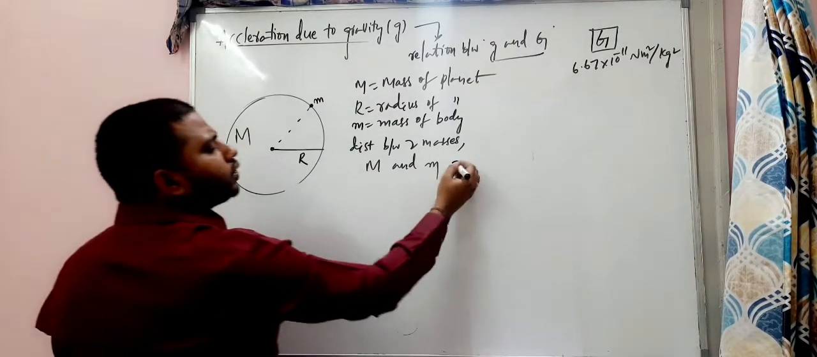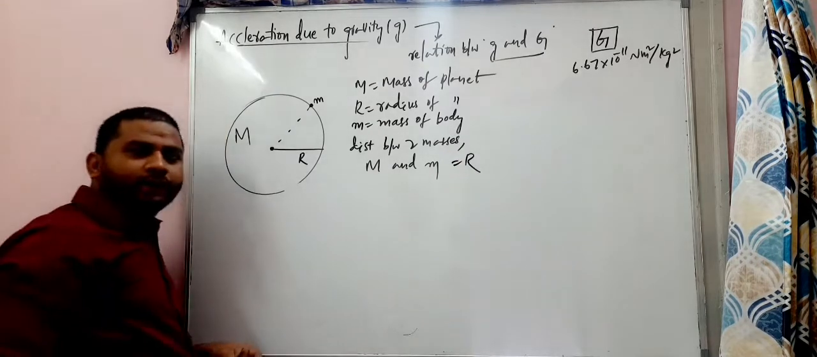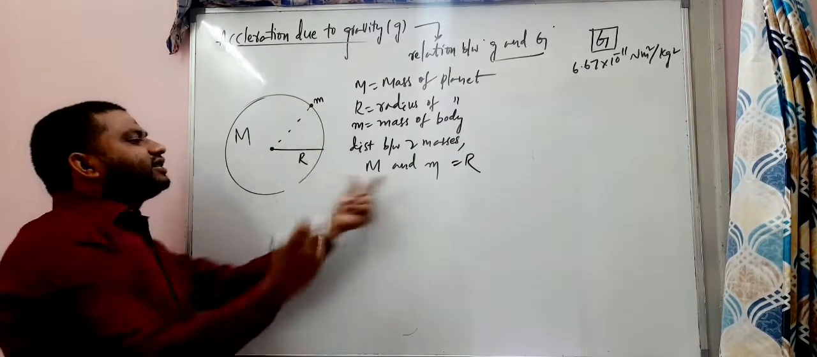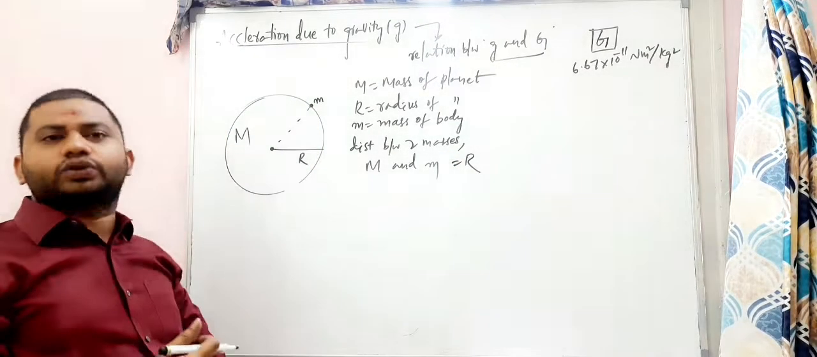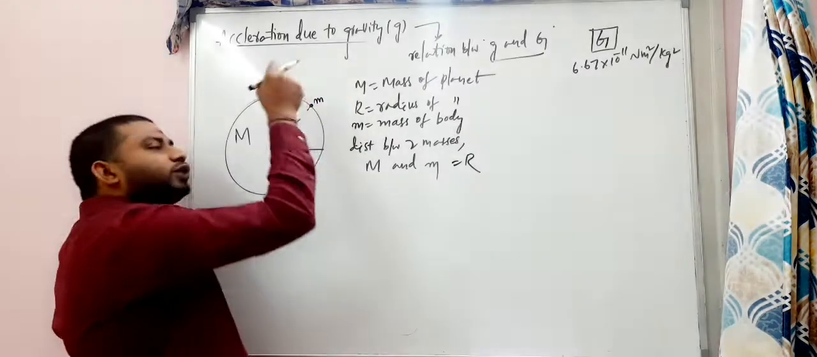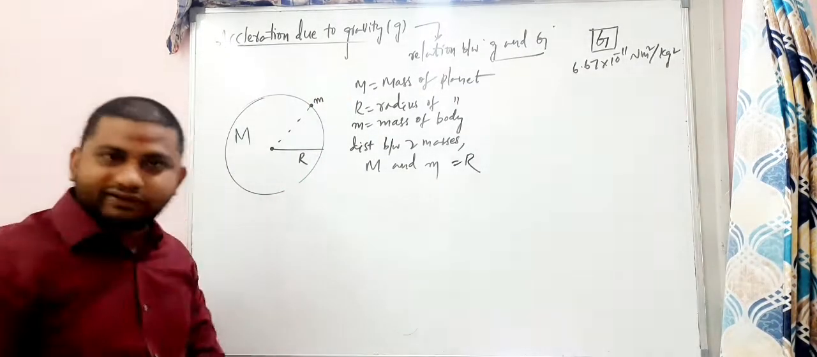Yes or no? The distance between these two masses is equal to the radius of the planet, my dear students, because the body is kept on the surface.